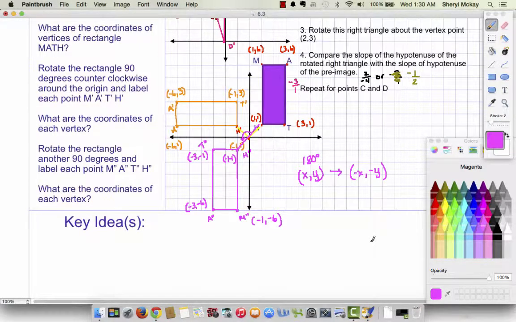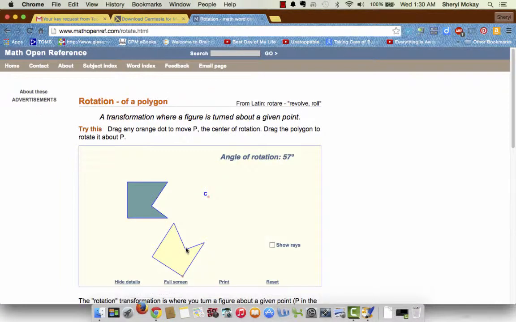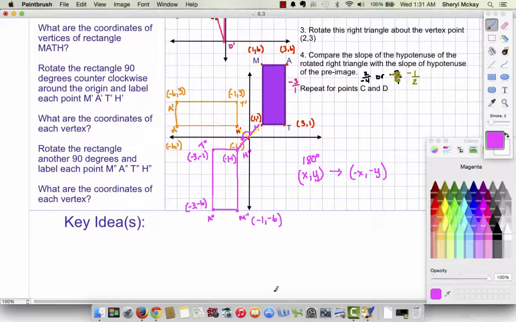All right, this has been a long video, but there's some really cool things about this. And if you're really struggling with this, you'll need to probably spend a little bit more time on that website, this one, where you can play around with just rotating things. All right, it's time to write a key idea. Go ahead and write your key idea, and I'll see you in class. Thanks for your patience.